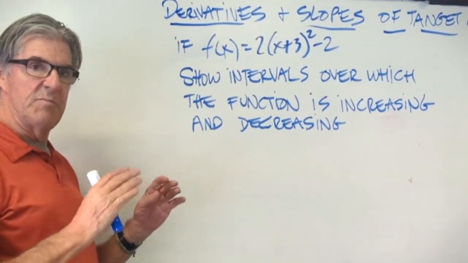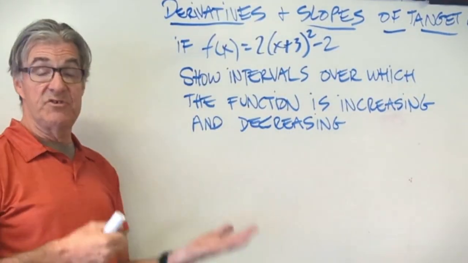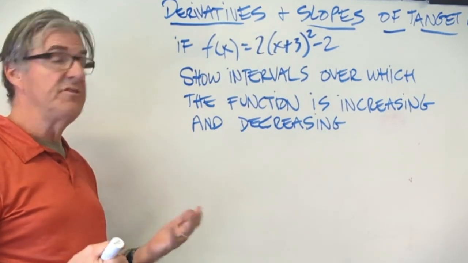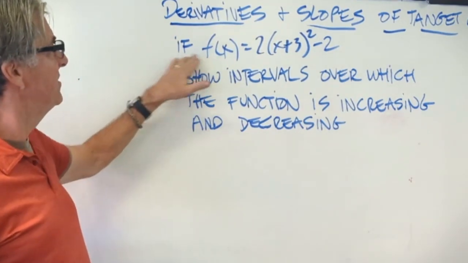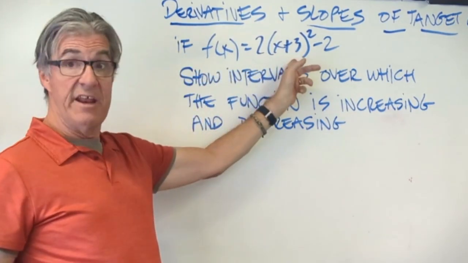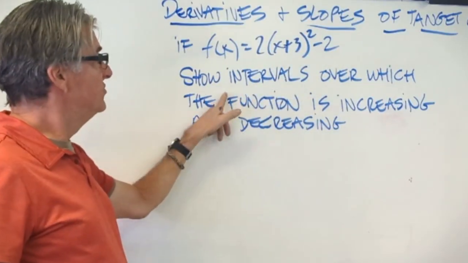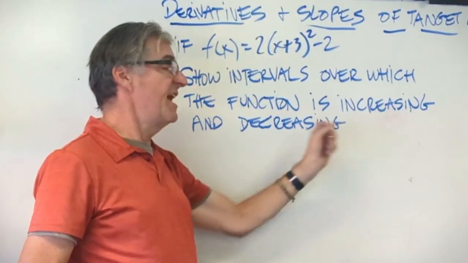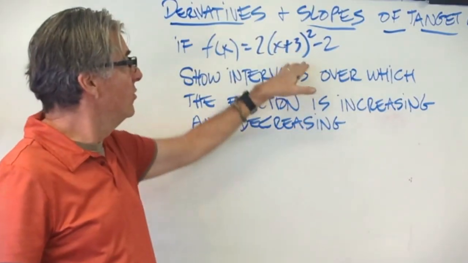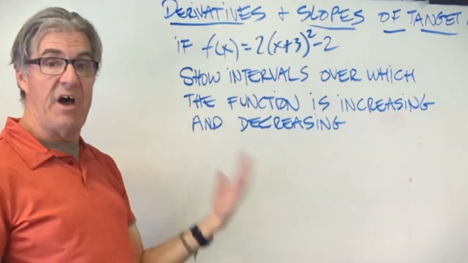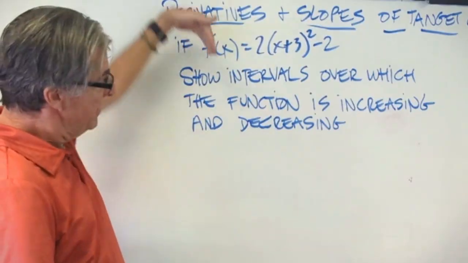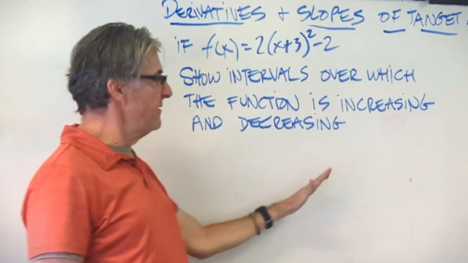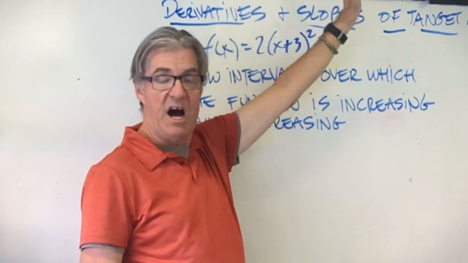All right, let's get a little bit more complex and answer a few more questions about our function using the derivative. So here's my prompt. Here's an f of x, quadratic in vertex form. Show intervals over which the function is increasing and decreasing. So we know this is a parabola. We know it opens up. So on the left limb, the function is decreasing because it's got a negative slope. And on the right limb, the function is increasing because it's got a positive slope.